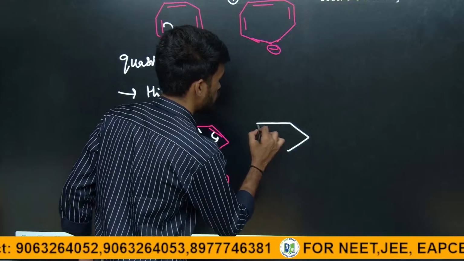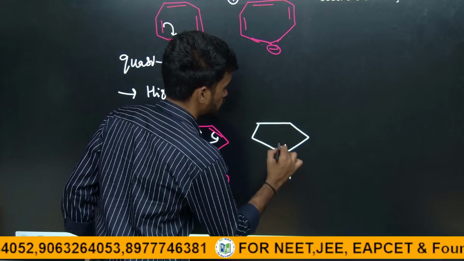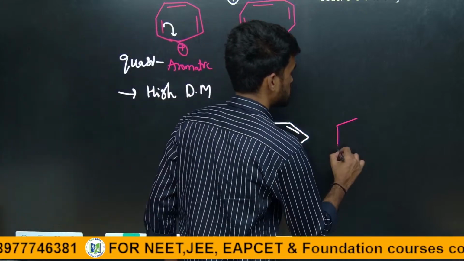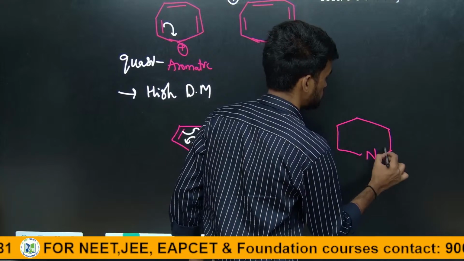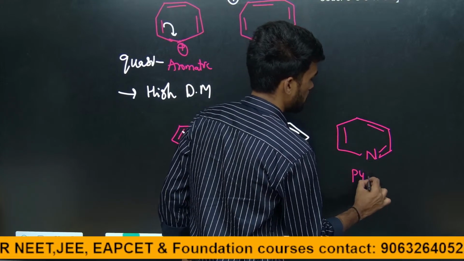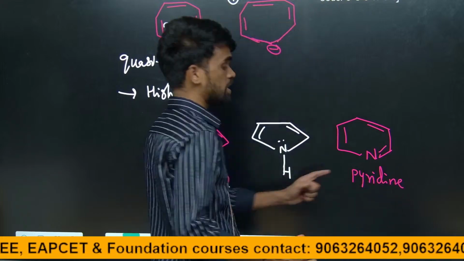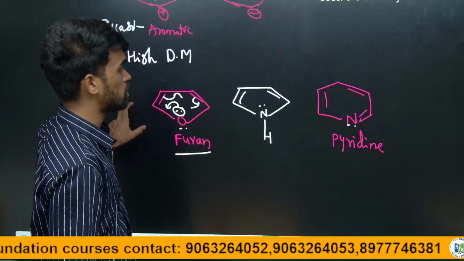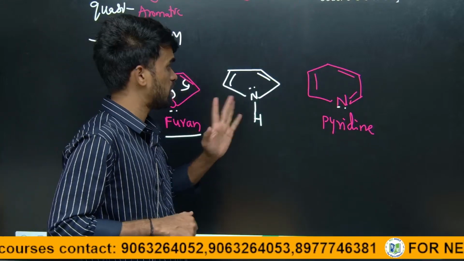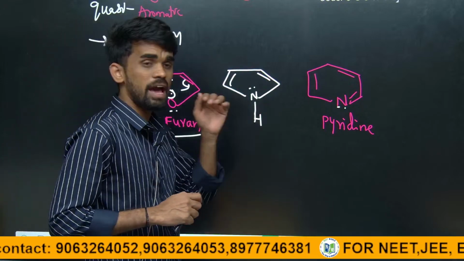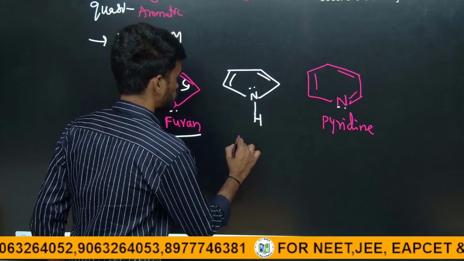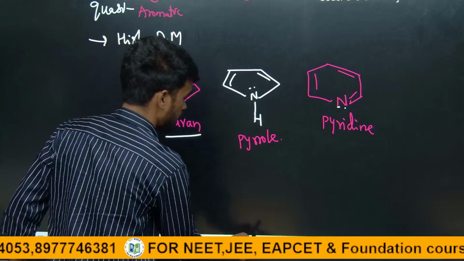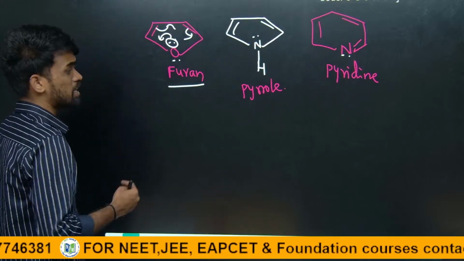Similar to this, we have one more called pyrrole. Next, we have one more 6-membered ring like this. This is called pyridine. All these are aromatic only. Just check whether they have 6 pi electrons, complete conjugation, cyclic, everything is satisfied or not. Yes, everything is satisfied, therefore they are aromatic.